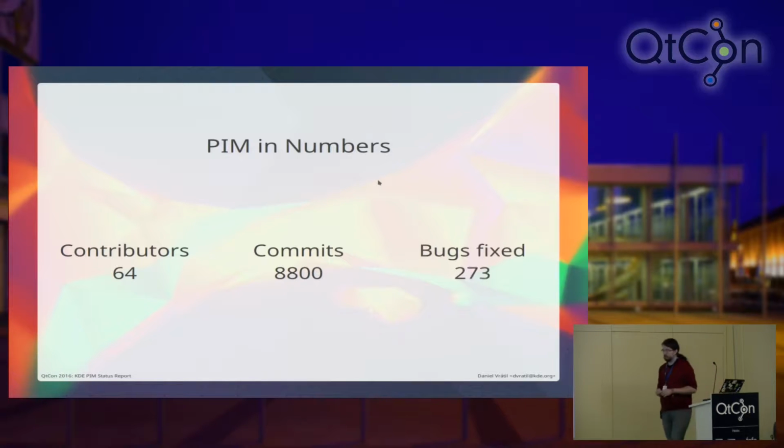Though we managed to fix a few bugs, about 324 bugs. At least that's what Bugzilla claims. I think it might be more, but yeah. So that was the overview in numbers.